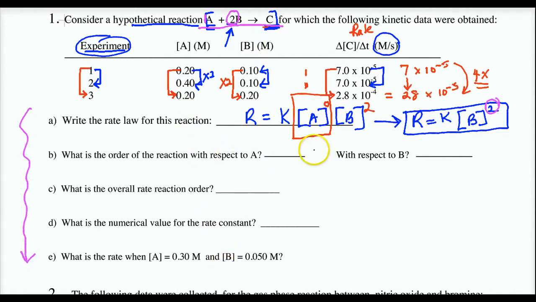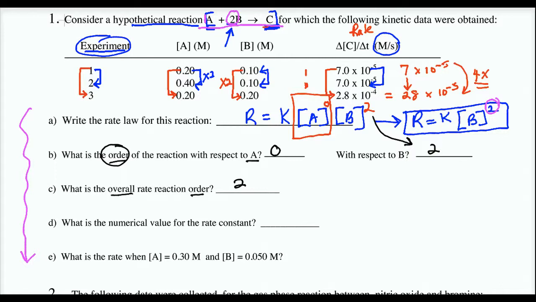So let's do that. Letter B. What is the order with respect to A? A would be 0. It had no effect. With respect to B, it's 2. It's a square of the change. You square what you do here, that's what the rate becomes. So the orders are the exponents. Okay? What's the overall rate order? You add the exponents together, so 2 plus 0 is 2.